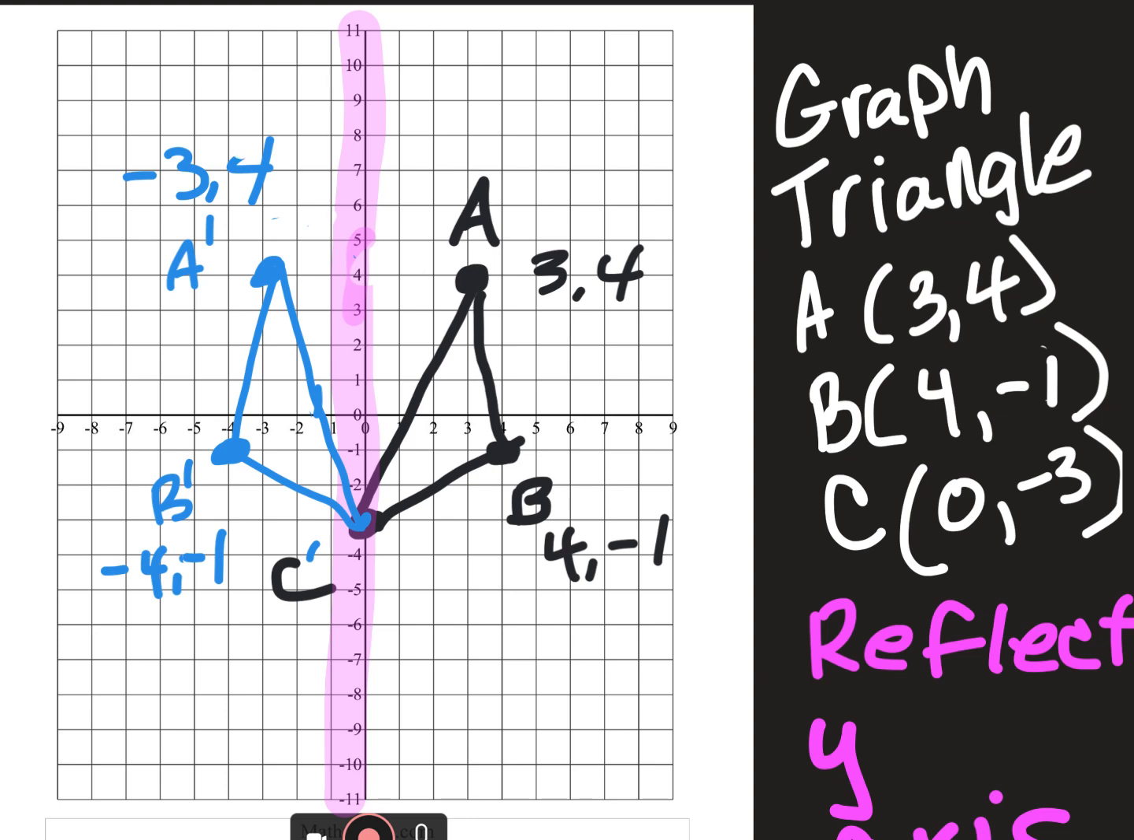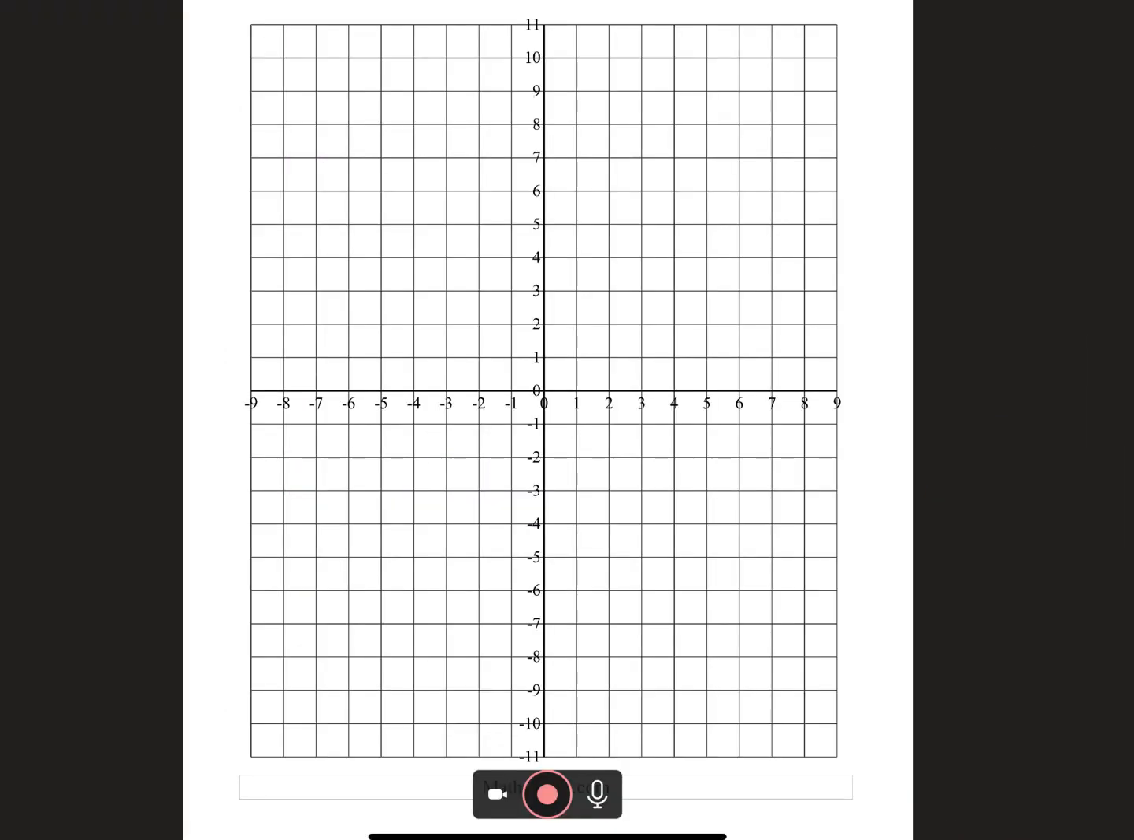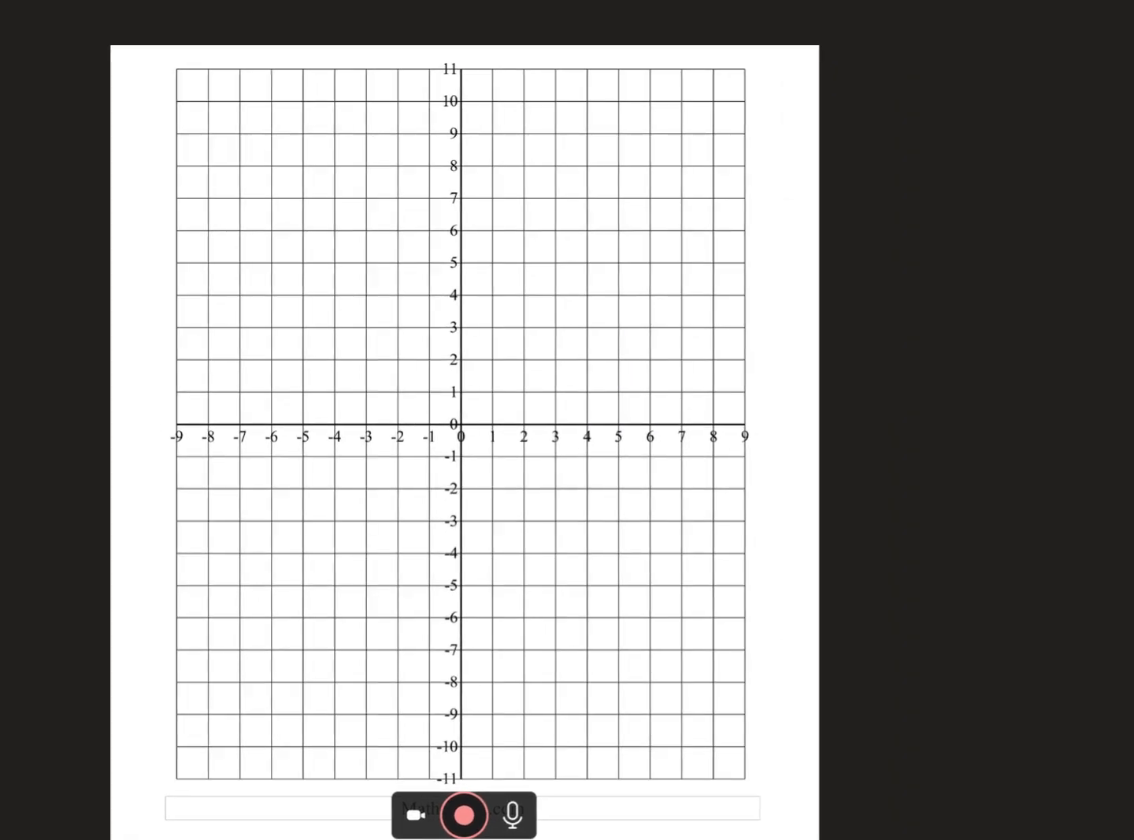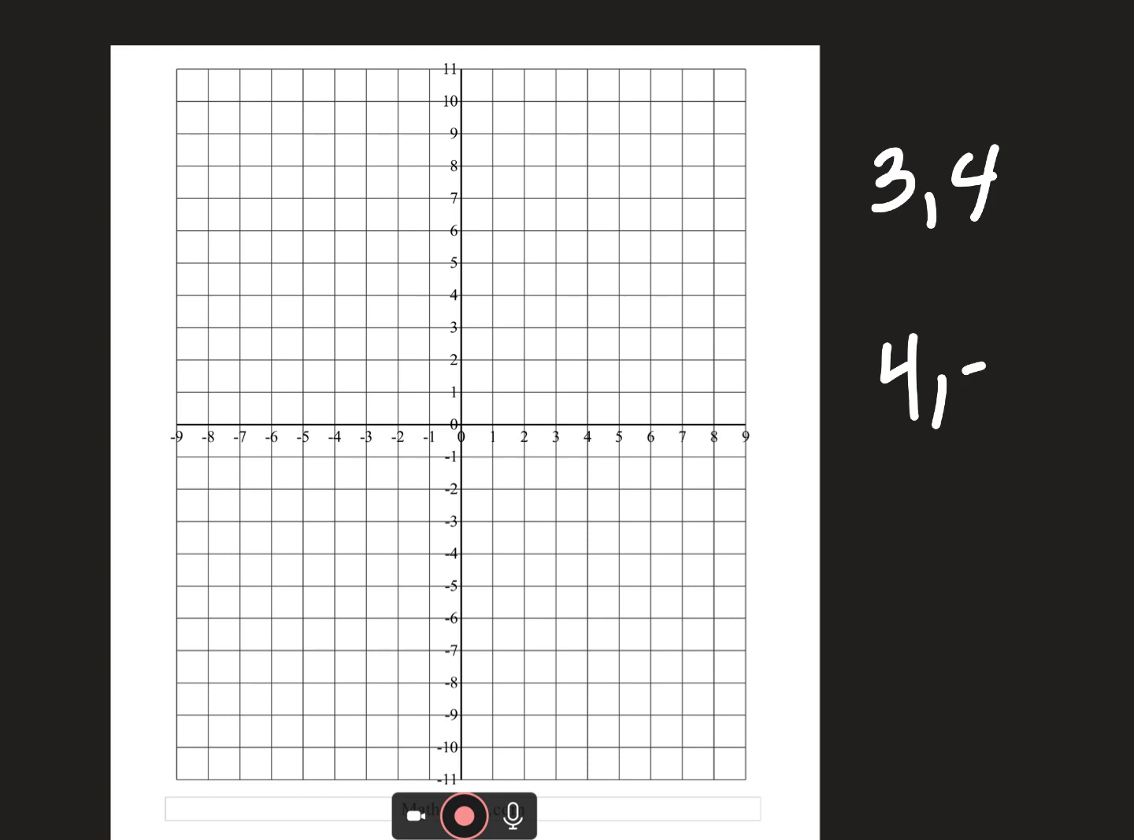Let's go ahead and erase. We'll take away all that good stuff. I'm just going to go to a blank page, actually. We're going to regraph the same triangle, though. So I'll remind you. So what was it? It was 3, 4, 4, -1, and 0, -2, right? -3. Oh, -3. Thank you. All right. So we're going to graph the same triangle again.